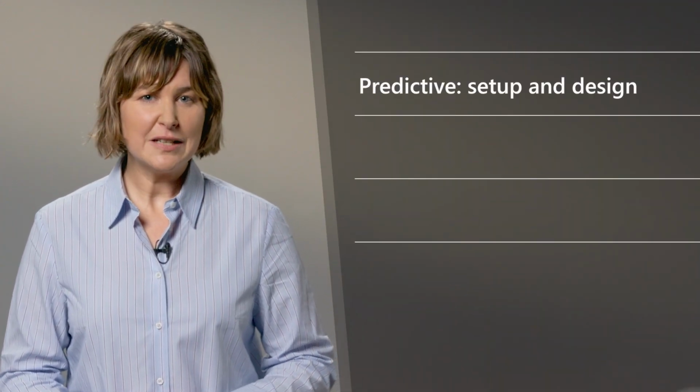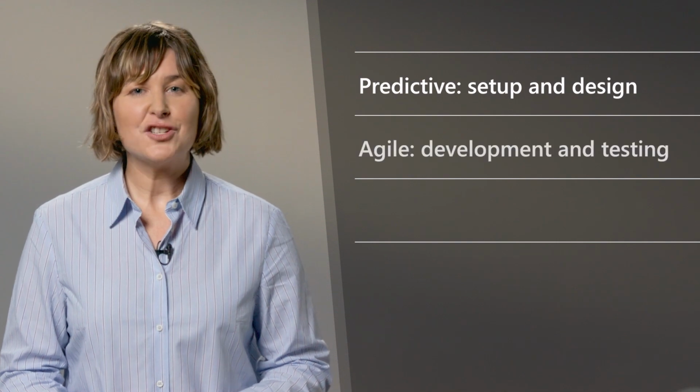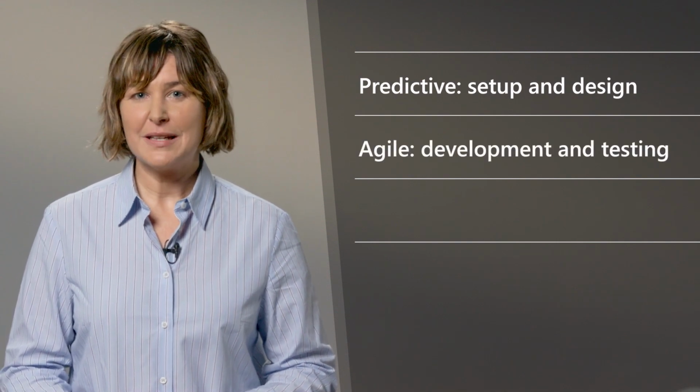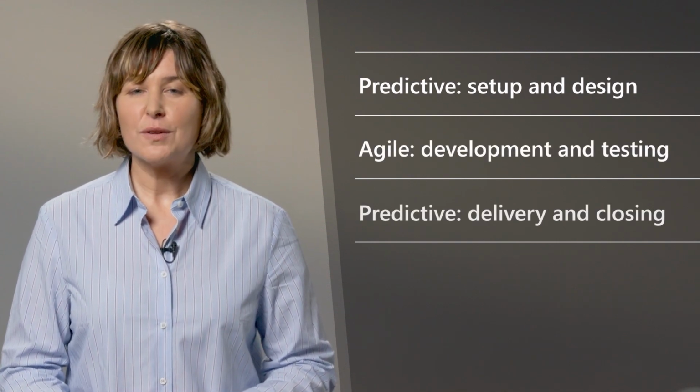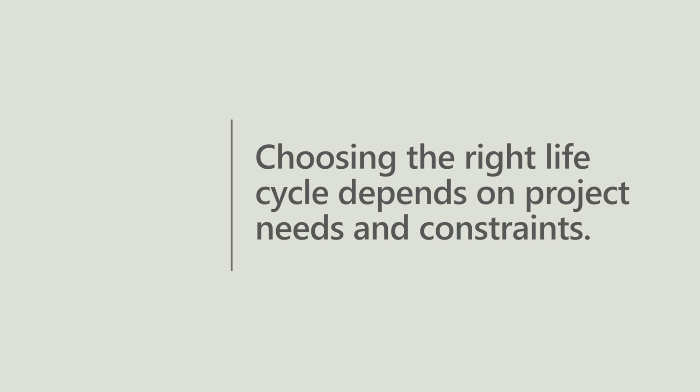For instance, a software project might use a predictive approach for initial setup, planning, and design, followed by Agile for flexible feature development and testing, and then finish with a predictive approach for delivery, project approval, and closing. Choosing the right lifecycle depends on several factors, such as project scope, stakeholder involvement, risk tolerance, and time to market. Consider reflecting on these questions to help you choose the right one.